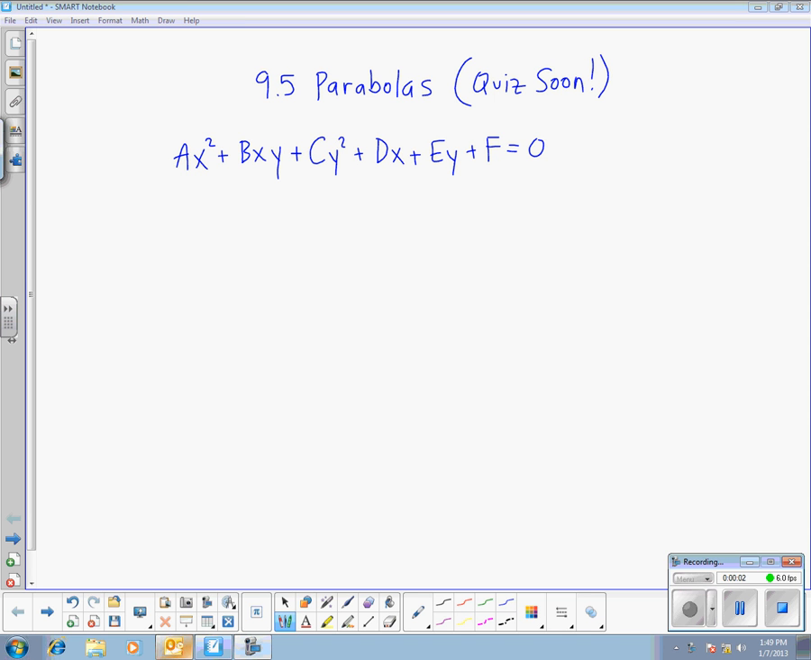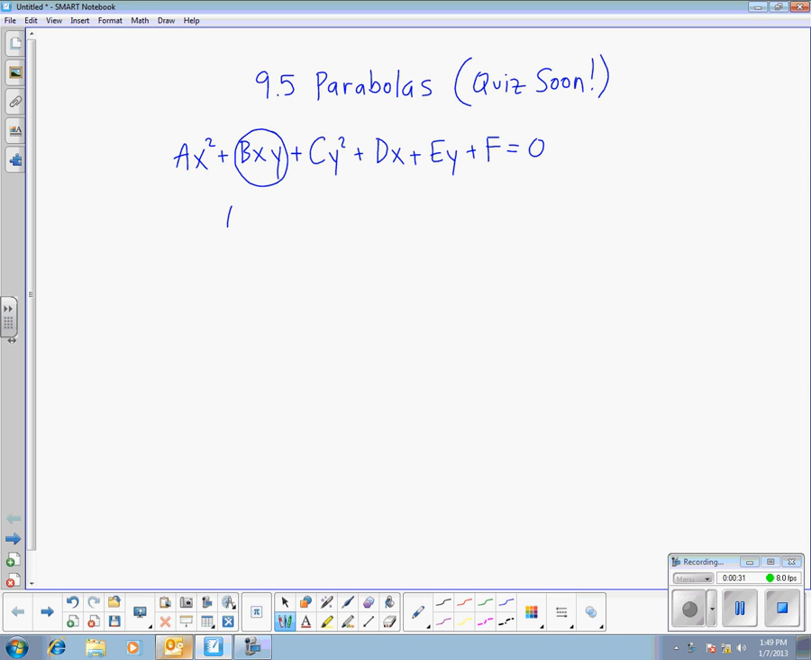Okay, guys, this is our fourth and final conic section. Section 9.5 is on parabolas, and good news is you know the majority of the information in this section, so I'm just going to make this quick. First of all, we've been dealing with this big equation for all of our quadratic relations. B has been 0 and will remain 0 until one specific section later in the chapter, so we don't have to worry about that term.